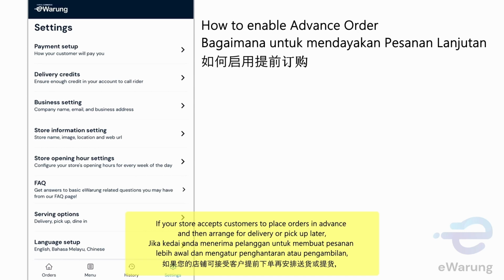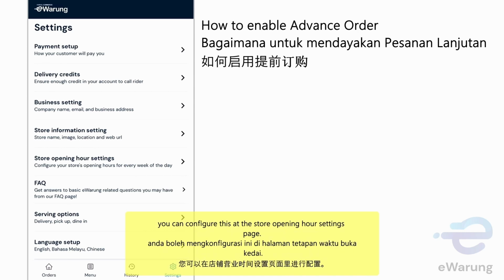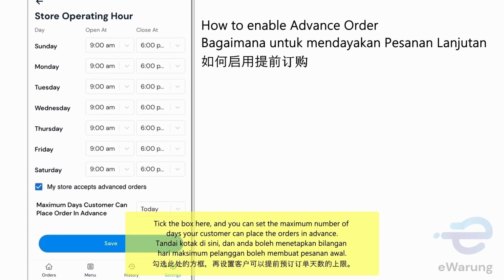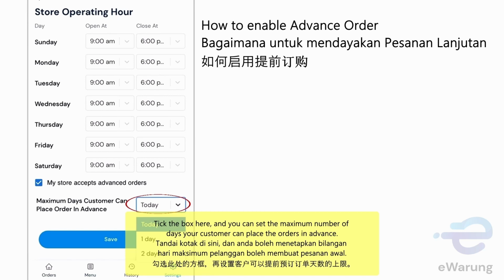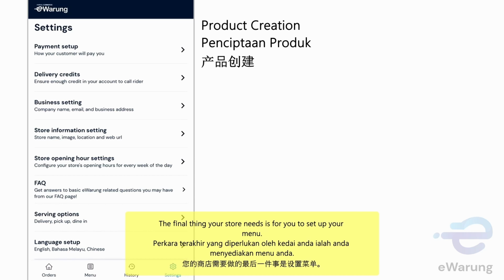If your store accepts customers placing orders in advance and then arranging for delivery or pickup later, you can configure this at the store opening hour settings page. Tick the box here, and you can set the maximum number of days your customer can place orders in advance. The final thing your store needs is for you to set up your menu.